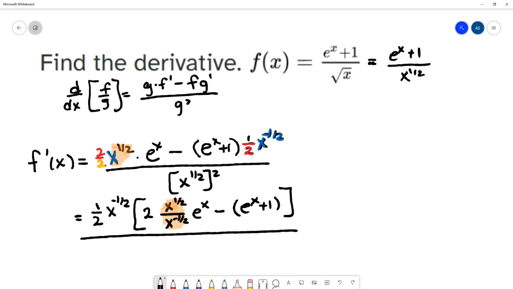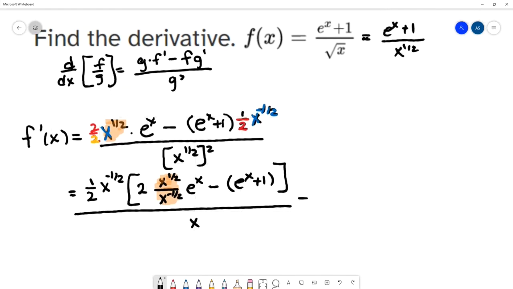In the denominator, x to the 1/2 squared simplifies to be x. And I'll continue simplifying inside here. So using my exponent rules, because these have the same base, I can subtract these exponents. So that's going to leave me with 1/2 x to the negative 1/2 times 2x to the first power. 1/2 minus negative 1/2 is 1, minus e to the x minus 1.